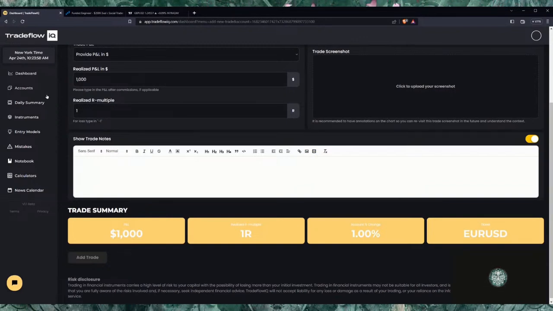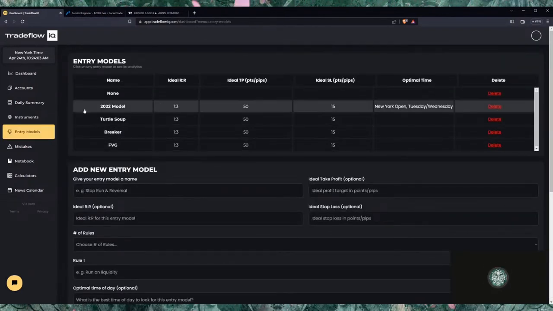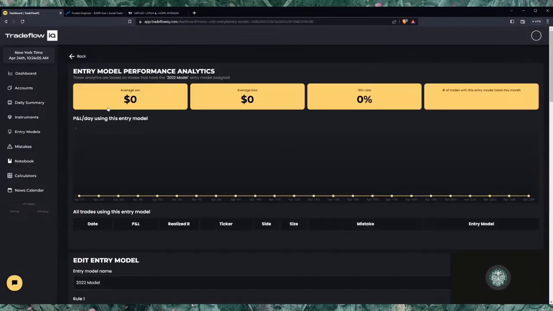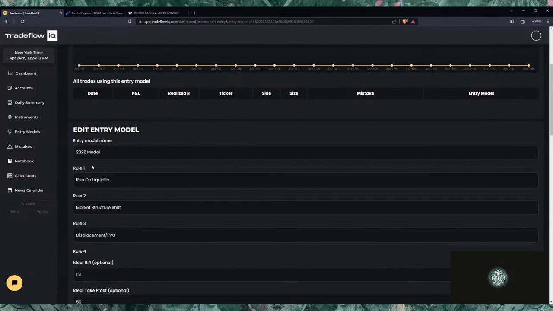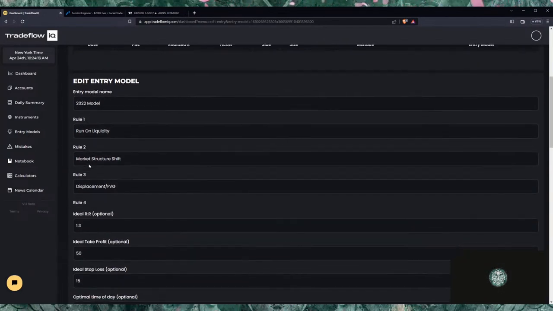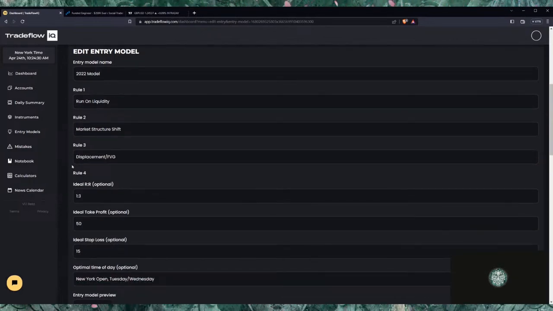So let's hop over to entry models. I've already added these entry models in here. We click on 2022 entry model. We have our parameters on what we need to see for a specific trade. So for 2022, we need to have some type of run on liquidity, a market structure shift, displacement, fair value gap, and return to that. Well, I guess it's return to fair value gap. So after the market structure shift, we have displacement, fair value gap, and then rule 4 would be return to the fair value gap.